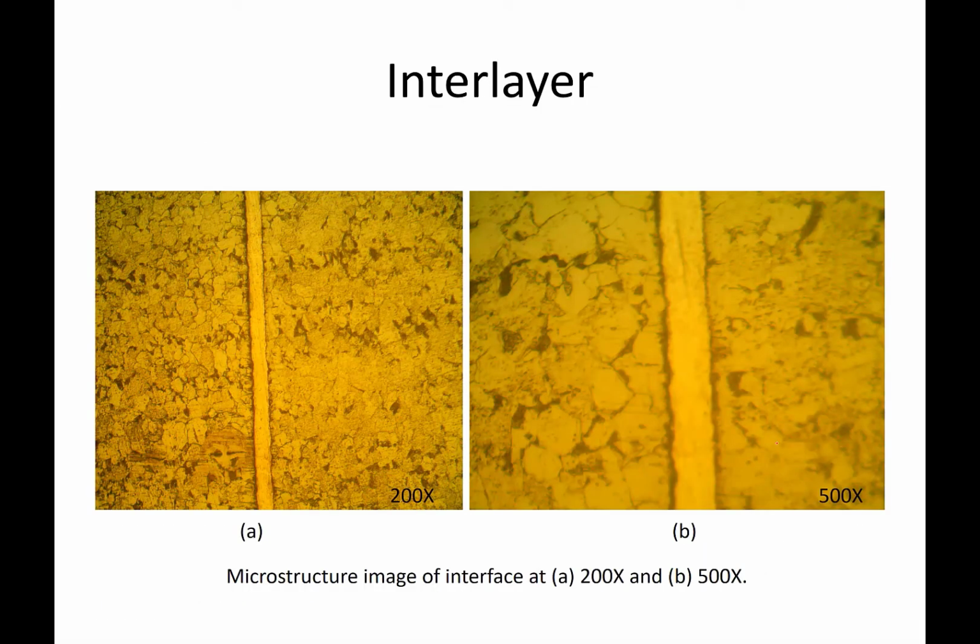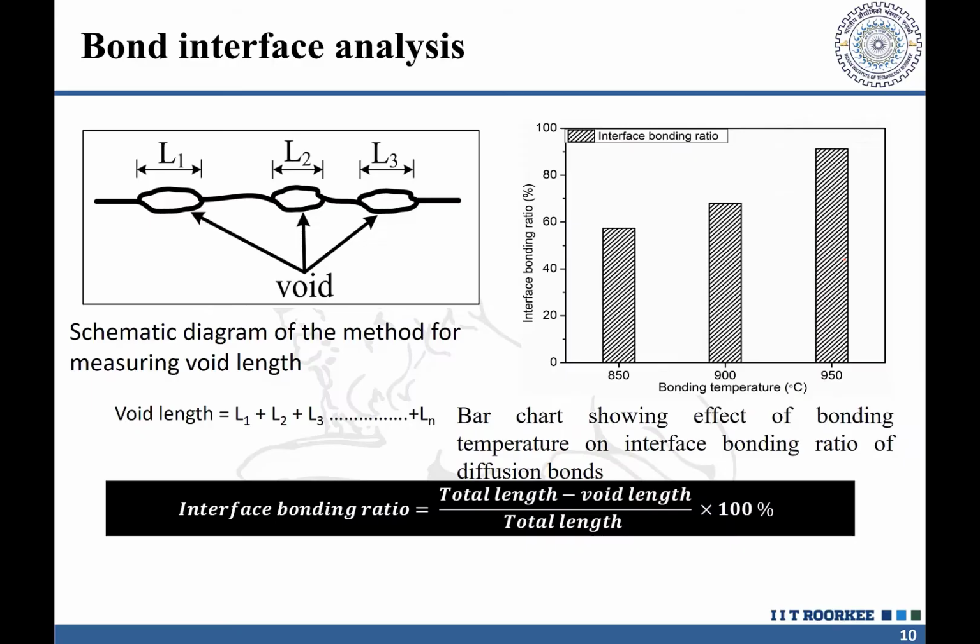As I said, interlayers help in reducing these voids as well as improving the metallic intimacy. So this is what we can see at low magnification, at 200x: the interlayer is presented at the interface, and these are the two sides of the base metal. This is a similar metal joining, just to demonstrate how it looks when the interlayer is used.